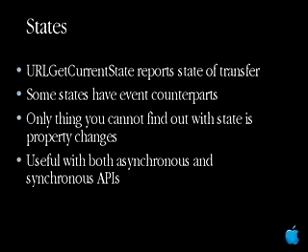States. Let's talk about states anyway, because states are useful even if you don't want to poll. URL get current state reports the state of the transfer, and some states have event counterparts. For example, there's a data available event and a data available state. There's an error occurred event and an error occurred state, but some of them don't. The one thing that you cannot find out with state that you have to have events for is property changes. And they are useful with both the async and sync APIs.